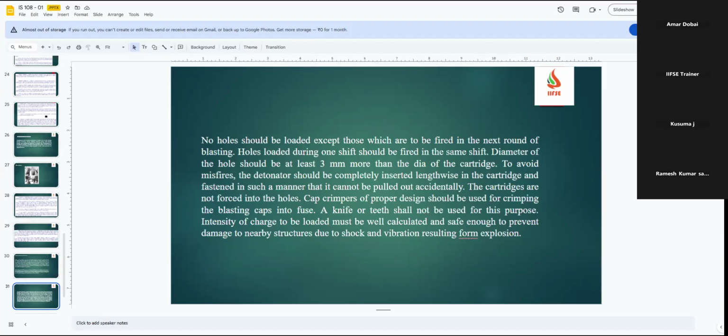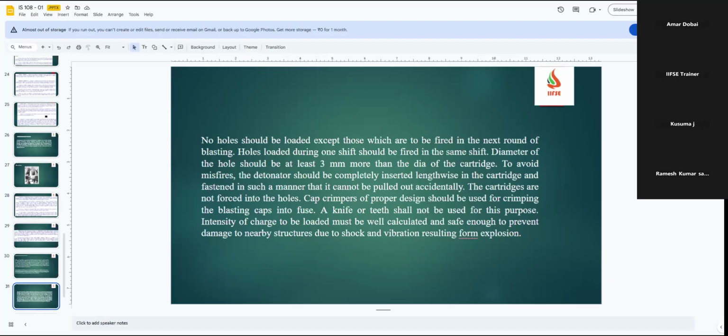So basically what will happen, once they do the drilling on a big rock in a certain pattern, then they will insert the detonators in the gel, I mean the cartridges, they'll put everything inside, then they will connect to charge the detonators. Once they charge, they can blast. Okay, then the cartridges are not forced into the holes, so this is very important. The cartridge should enter inside freely.